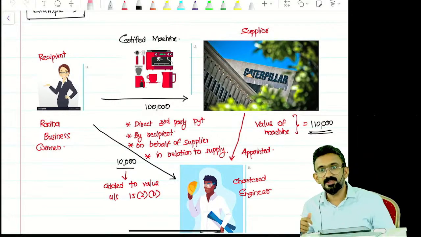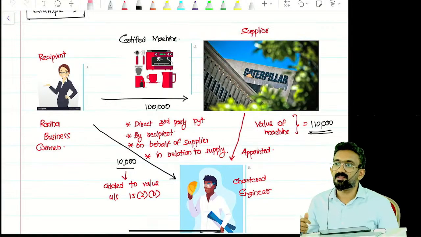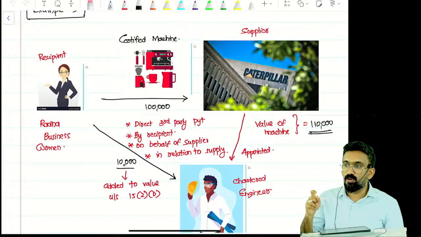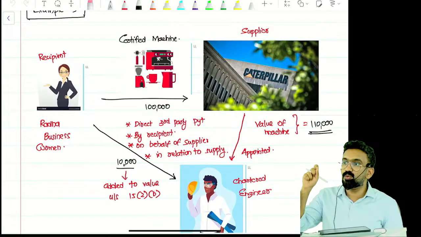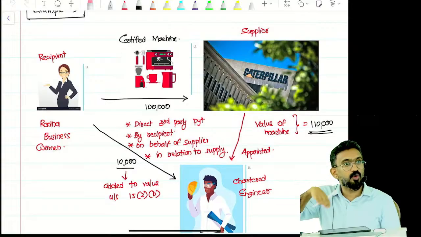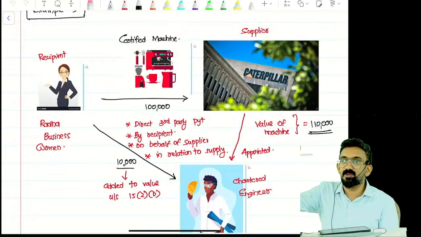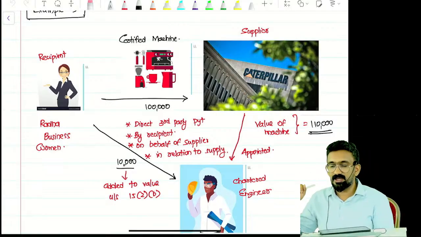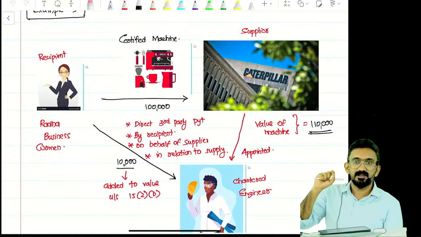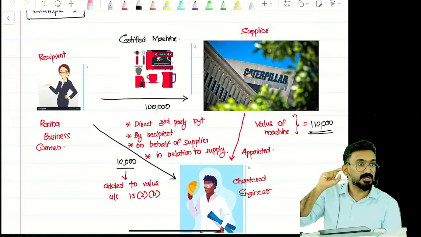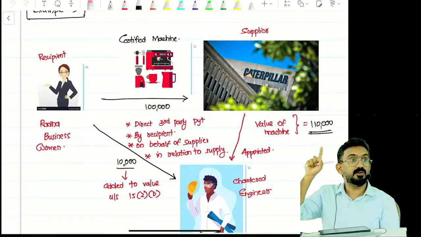Is my value of supply 1 lakh or 1,10,000? Check whether this would form part of 15.2b. What is 15.2b? One sentence, I've split it into 4 parts. First, is it a direct third party payment? Who is the recipient here? Radha. The third party here. Is it a direct third party payment? Yes. Then the next important word: is it on behalf of the supplier?